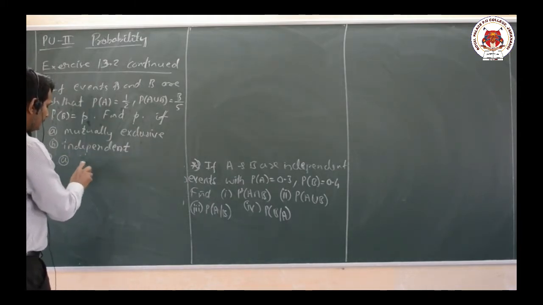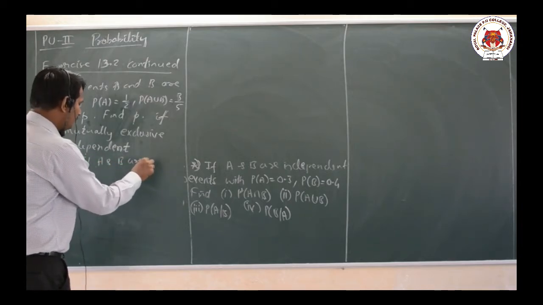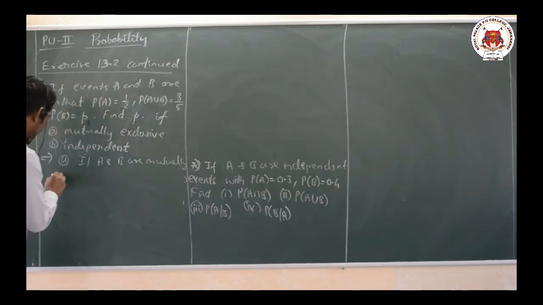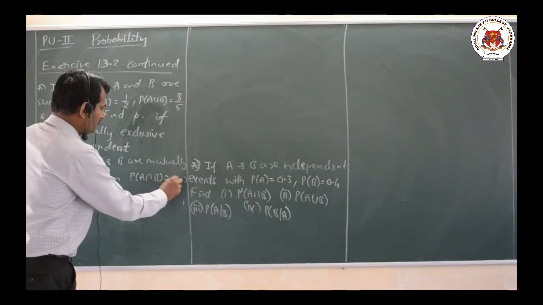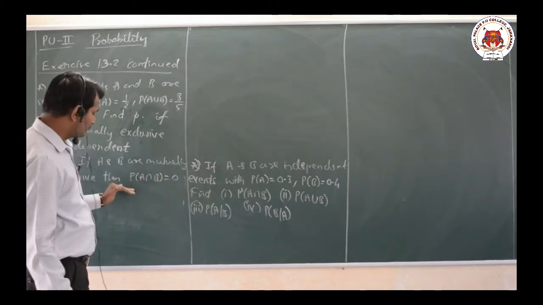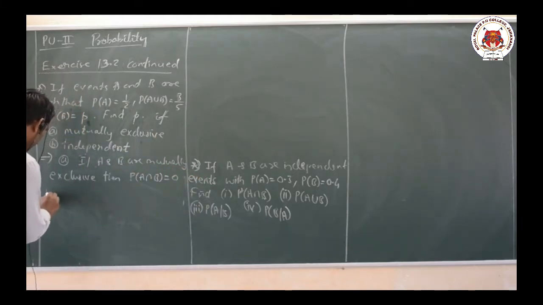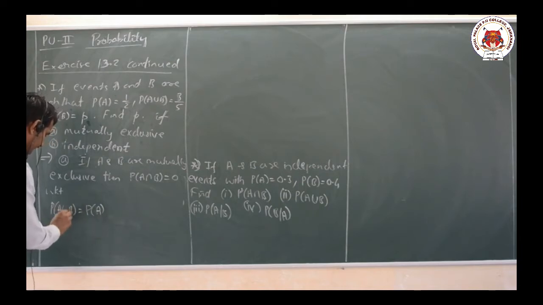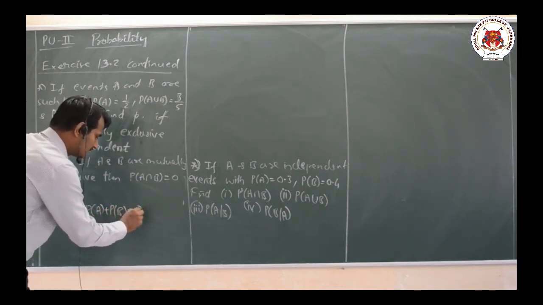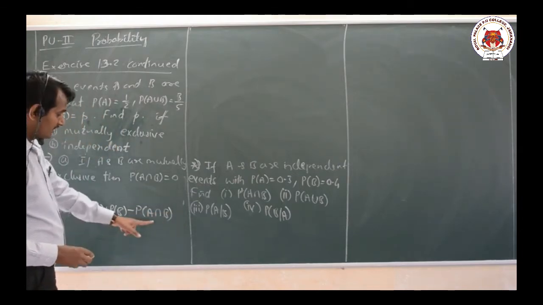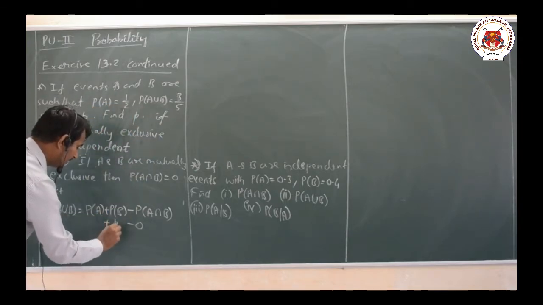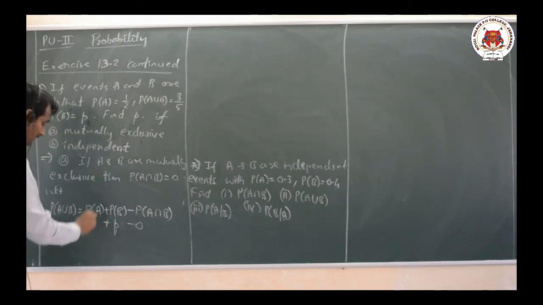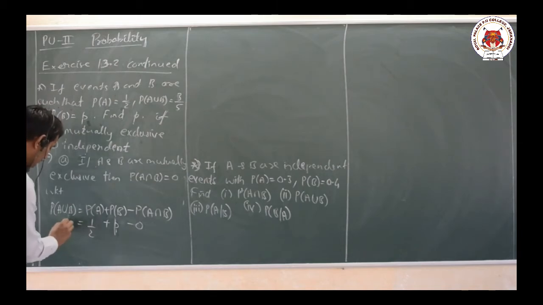If A and B are mutually exclusive, then P of A intersection B equals the null set, and the probability of the null set is 0. We also know the addition theorem: P of A union B is equal to P of A plus P of B minus P of A intersection B. Here A intersection B value is 0, the probability of B is small letter p, which we need to find, P of A is 1 by 2, and A union B value is 3 by 5.